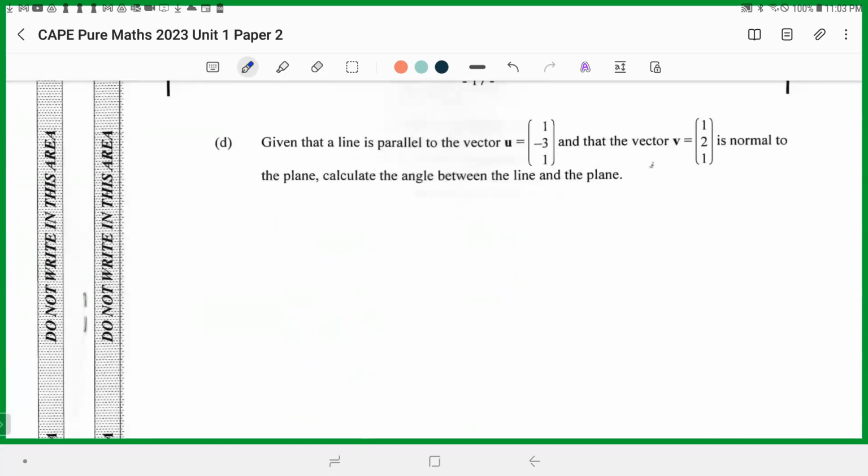It says, given that a line is parallel to this, so a line that is parallel to this has the same direction as that, right? And that the vector v is a normal to the plane. Calculate the angle between the line and the plane. Wow. So there's an angle between a line and a plane. So there's actually a formula for it, similar to the scalar product formula with the cos.